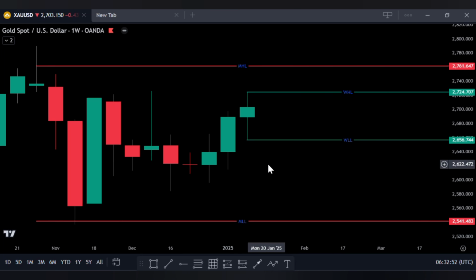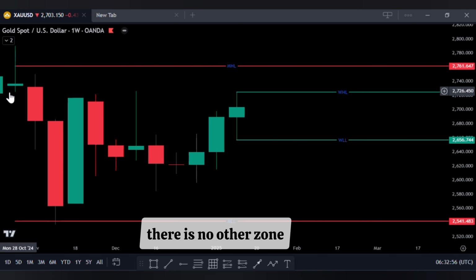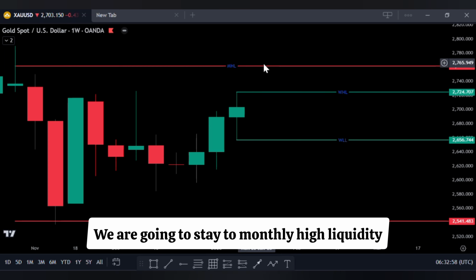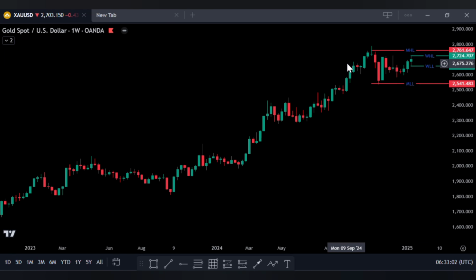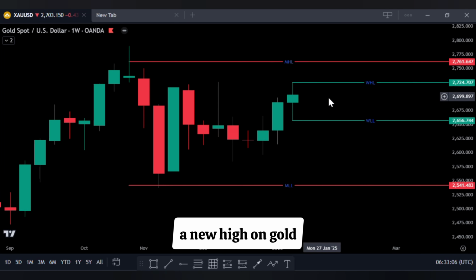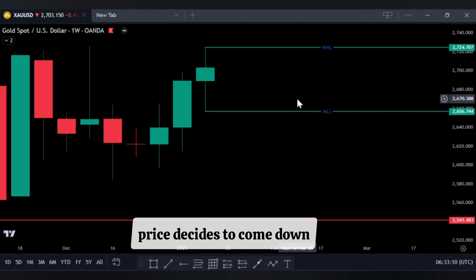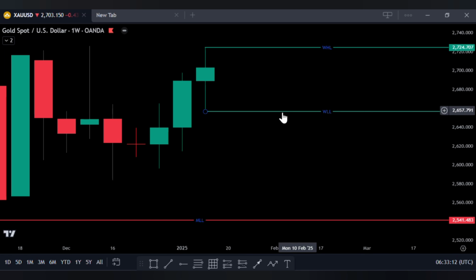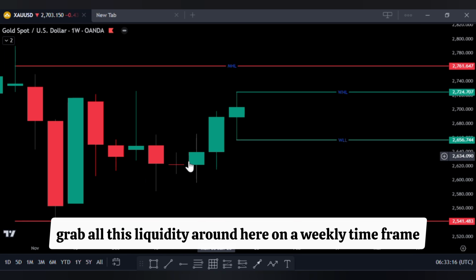Listen. If price decides to break this high, there is no other zone. We are going straight to monthly high liquidity. And I said, if we break monthly high liquidity, we are going to create a new high on gold. But if this coming week price decides to come down and grabs the weekly low, then we are going to grab all this liquidity around here on a weekly time frame.